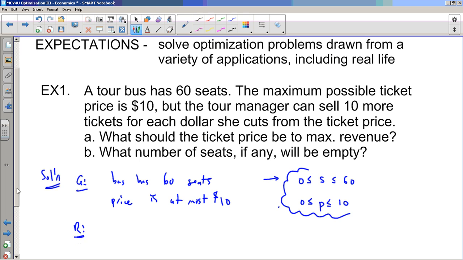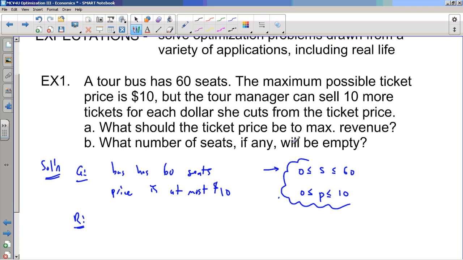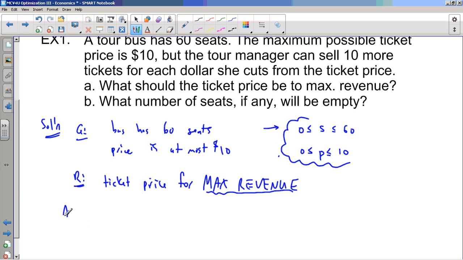What should the ticket price be to maximize the revenue? So we want the ticket price for the maximum revenue. When we see that we want to maximize revenue, we need a revenue function. So at some point in our analysis, we need revenue equals some sort of function. How we get that, we're going to have to worry about that. Well, what's revenue?